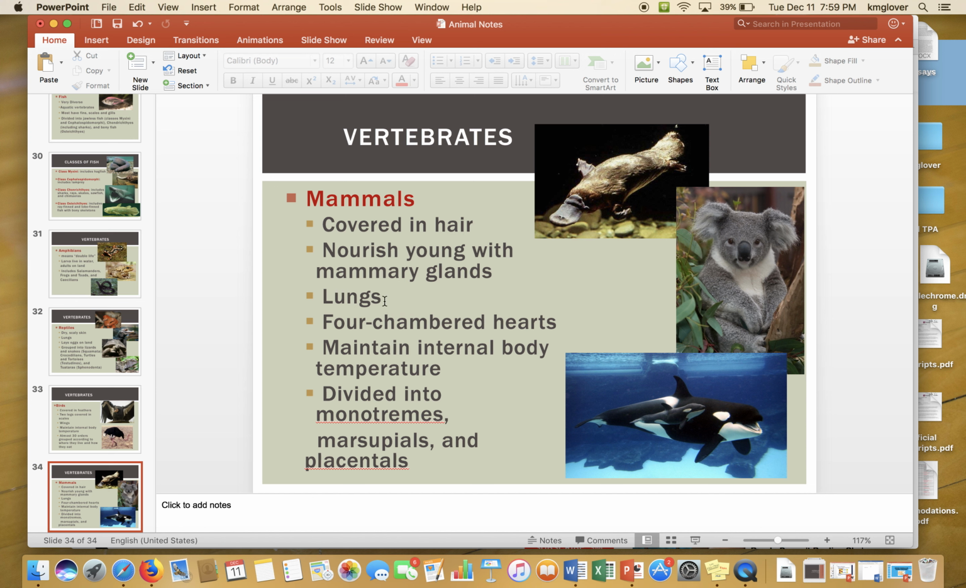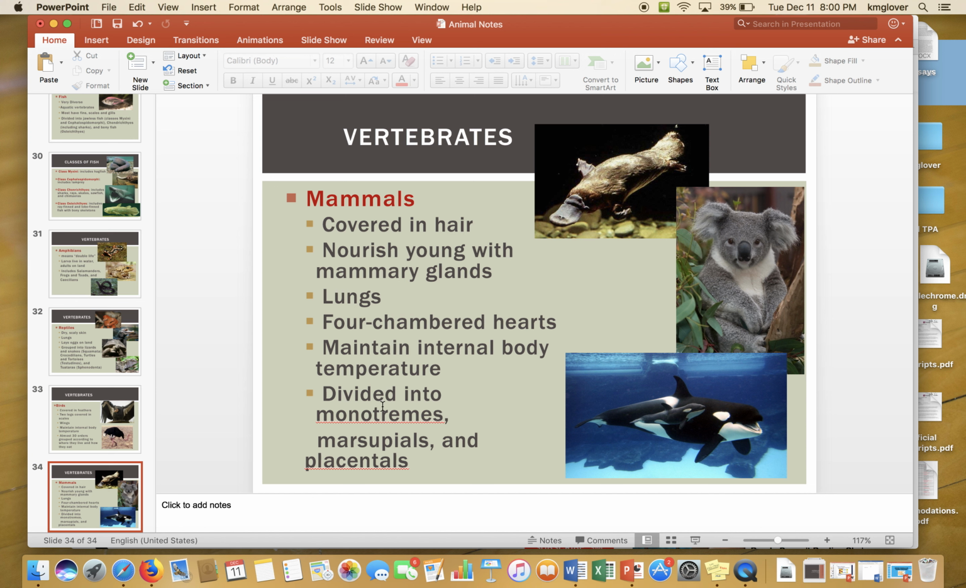You have lungs, you breathe in and out, with increase and decrease in volume. And four-chambered hearts. You have two ventricles, and then you have two atriums. So your blood moves through your left side, travels up, and then it comes back through your right side.